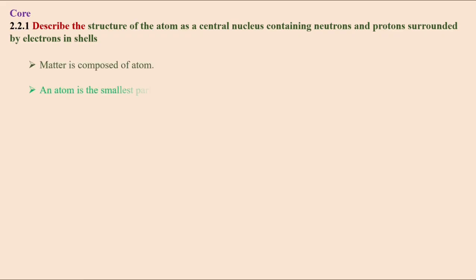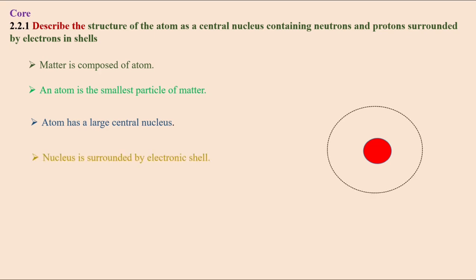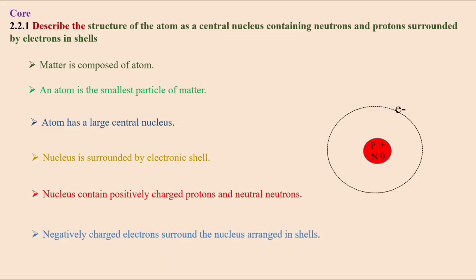Matter is composed of atoms. An atom is the smallest particle of matter. An atom has a large central nucleus. The nucleus is surrounded by electronic shells. The nucleus contains positively charged protons and neutral neutrons, while negatively charged electrons surround the nucleus, arranged in shells.